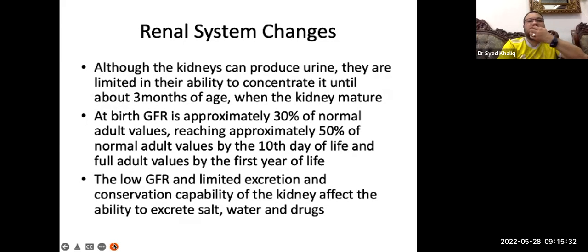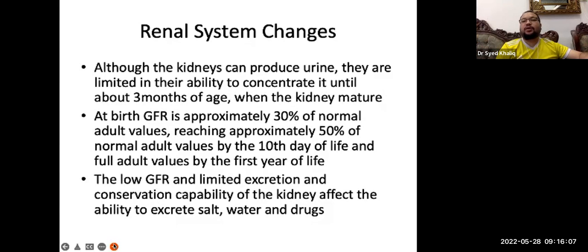GFR, glomerular filtration rate, in newborn babies is reduced because the kidneys are still immature. So that is why certain nephrotoxic drugs that are excreted by the kidneys, you need to use a different dose. Gentamicin, for example, in newborn babies, the dosage is different. So you need to know when you give any drugs to the baby, where are they metabolized, in the liver? Are they excreted in the kidney? The dosage is usually a bit different.